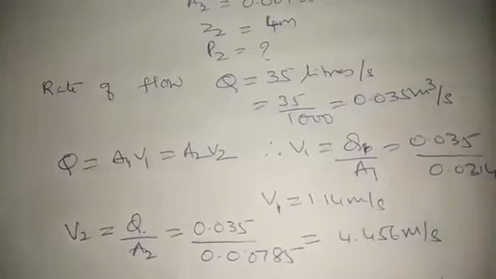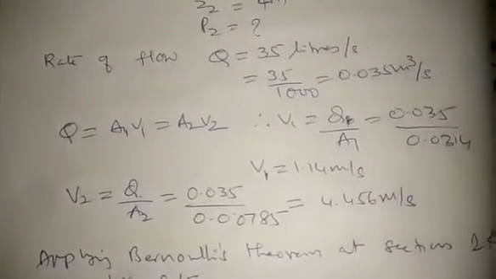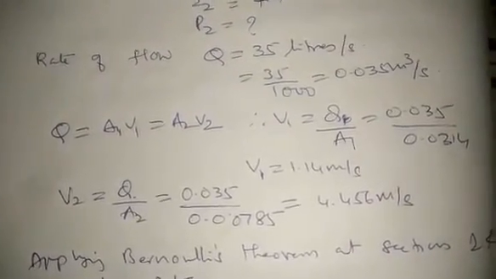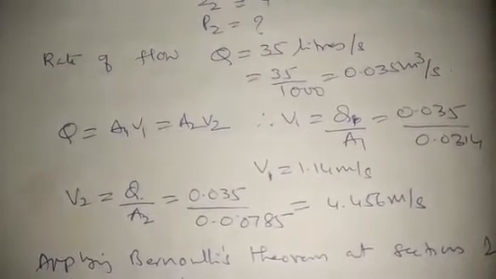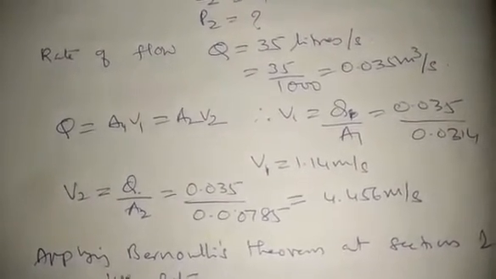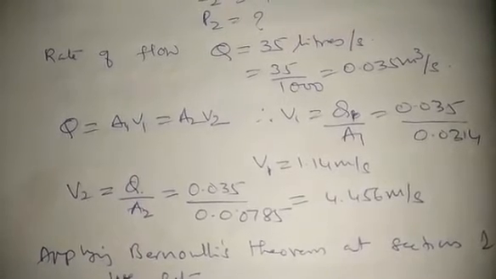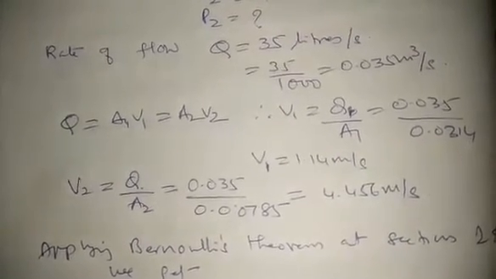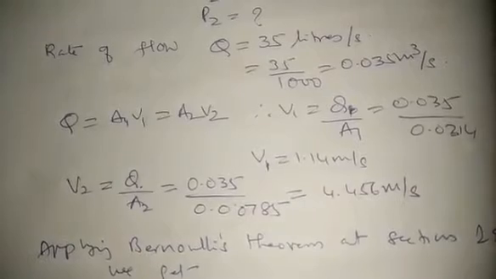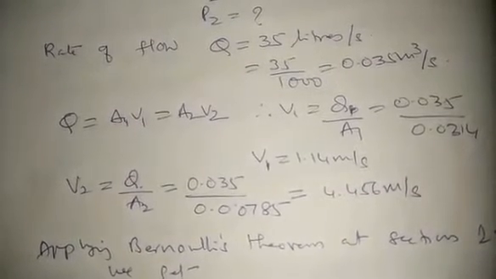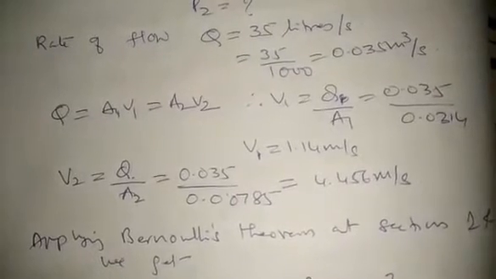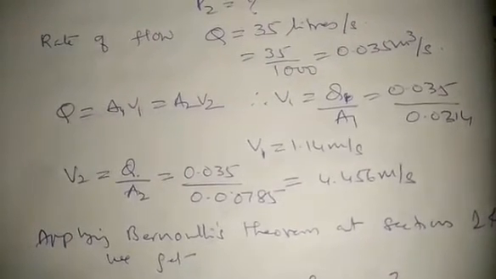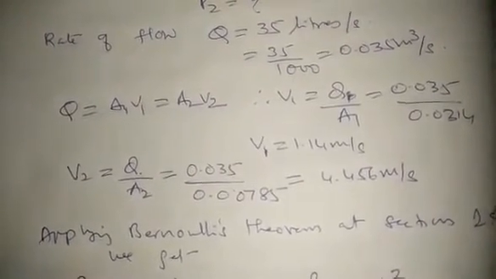So what is rate of flow? It is basically discharge. Discharge is given. Q is given 35 liters per second. Convert that into meter cube. So divided by 1000, you will get 0.035 meter cube per second. So we have to find out V1 and V2. So Q is equal to A1 V1 is equal to A2 V2. From that, V1 is equal to Q by A1. From the above equation, we'll get V1 is equal to 1.14 meter per second.